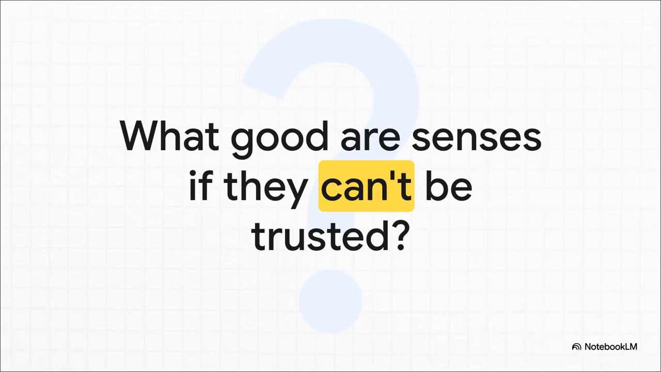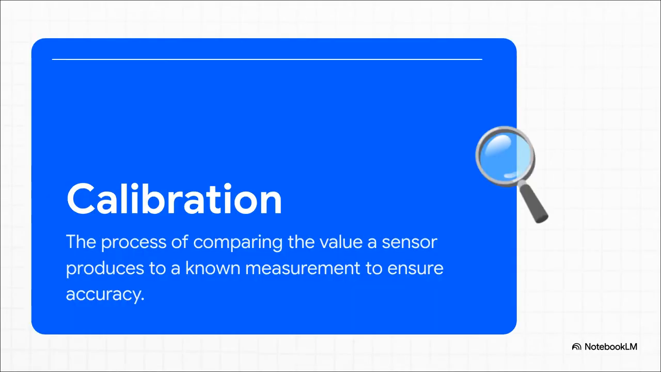The data is only as good as the sensor collecting it, which is why the process of calibration is so important. Calibration is basically a reality check for a sensor. You take a known correct value, like, say, the temperature of boiling water, which we know is 100 degrees Celsius, and you check if the sensor agrees. If it doesn't, you adjust it until it tells the truth. It's how we keep our digital senses sharp and honest.